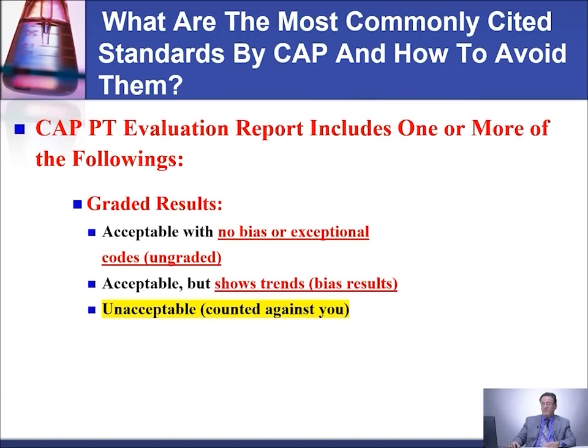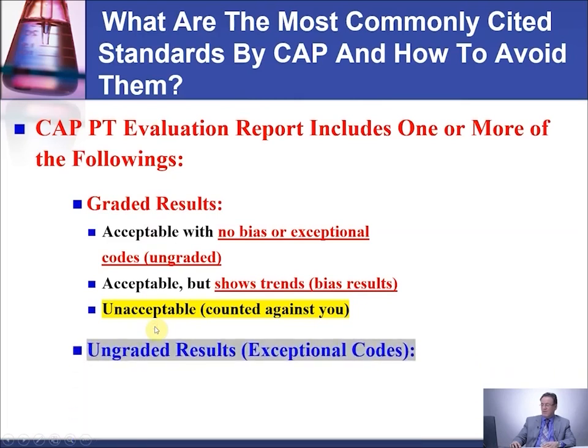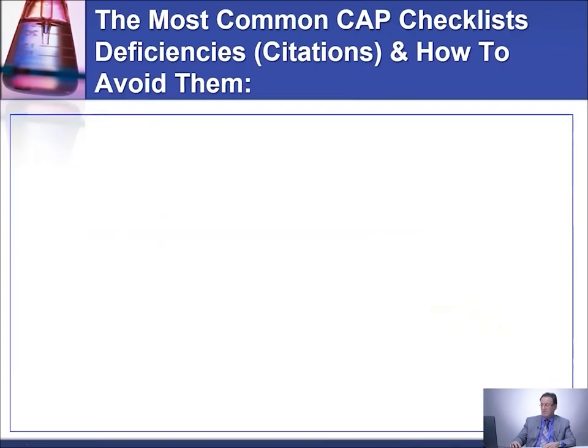So I just covered the PT evaluation report for a graded result. We talked about acceptable results with no bias or exception codes. We talked about acceptable results that show bias or trend. And I just finished talking about the graded results that are unacceptable, which count against you. In the next lesson, we're going to talk about the ungraded results, the exception codes, which might or might not be counted against you, depending on the code.